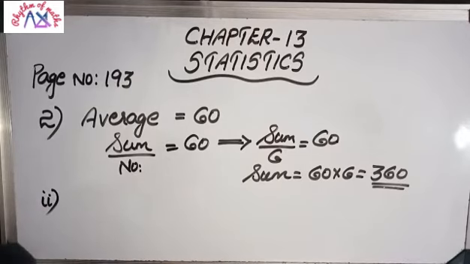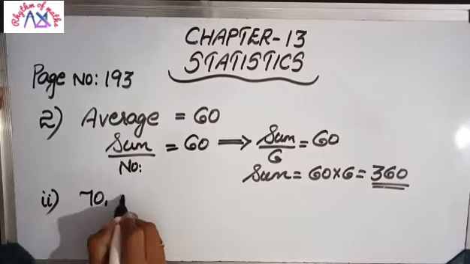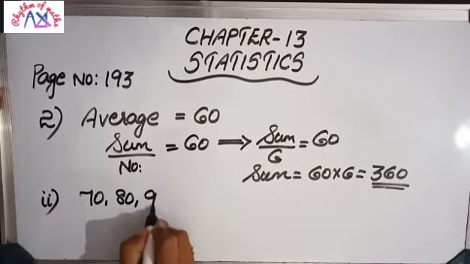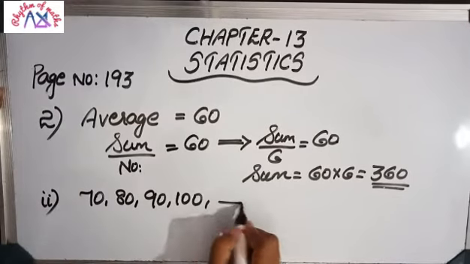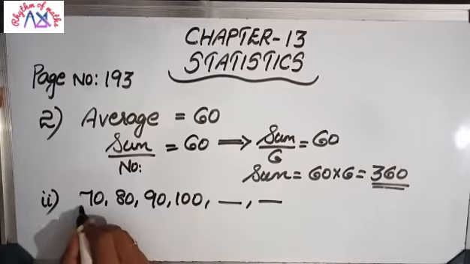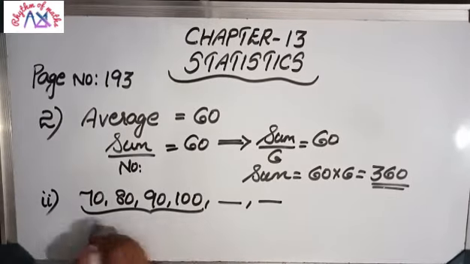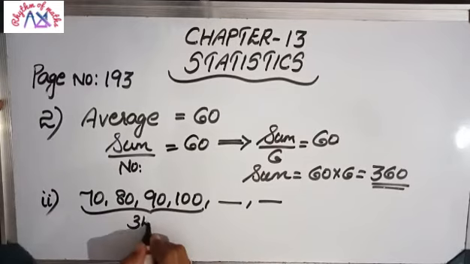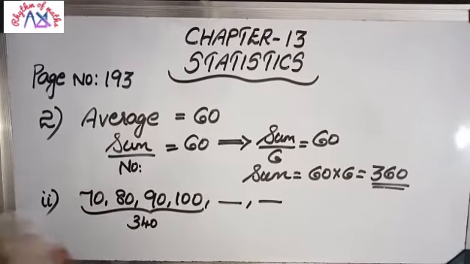So let's write first 4 numbers greater than 60. Let's start from 70: 70, 80, 90, 100. Okay, first 4 numbers. Now we need 2 more numbers, and those 2 numbers must be less than 60. So first of all let's add these numbers, then only we will get the remaining numbers. When you add these 4 numbers, we will get the answer 340.